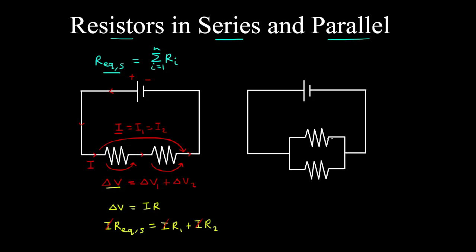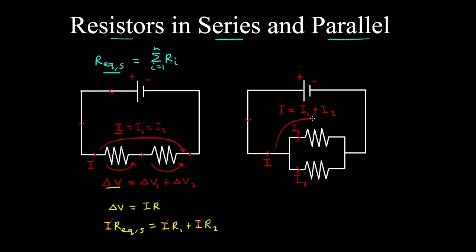Now in the case where we have resistors in parallel, then the current has several paths to flow. So in this case, it's going to branch off into the first resistor and the second resistor. So by the conservation of charge, the current is equal to the sum of the individual currents through each branch.